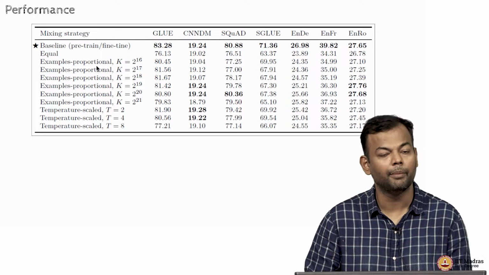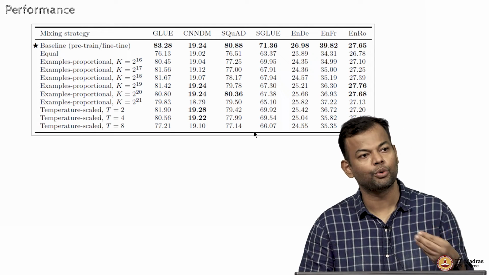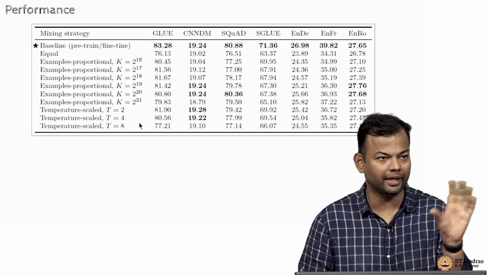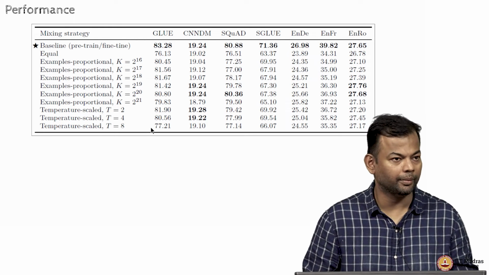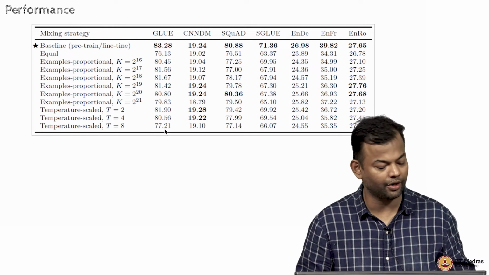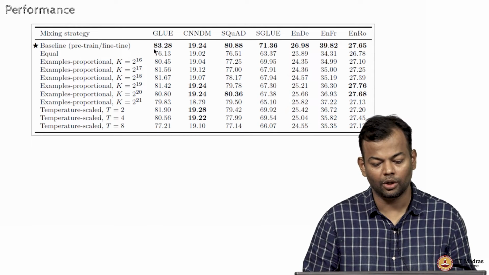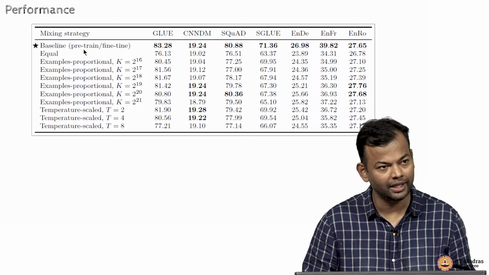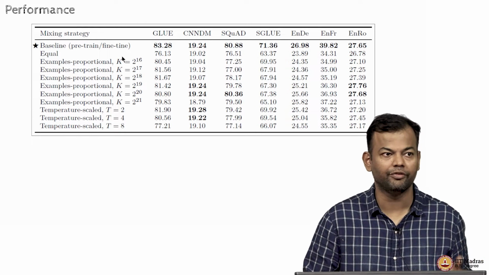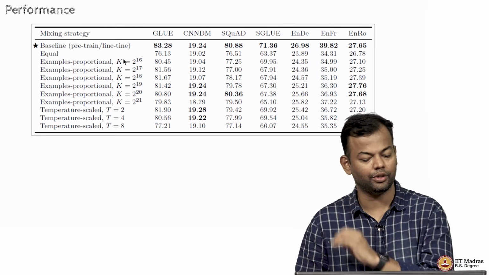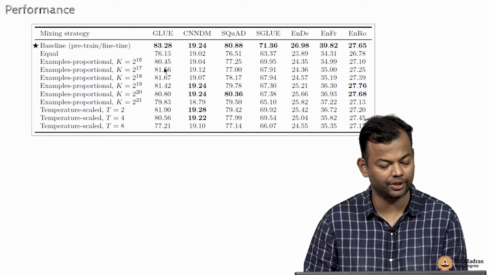So this is known as examples proportional. That means it's proportional to the original number of examples that you had, or you want to make it so that each task is getting some share of the total training data. Now here we are comparing with the baseline approach, right, where all you do is pre-training and then fine-tuning, right? This is the default that we have been doing so far. You pre-train for 2 raised to 19 steps and then you fine-tune for 2 raised to 18 steps, so that's the performance that you get.